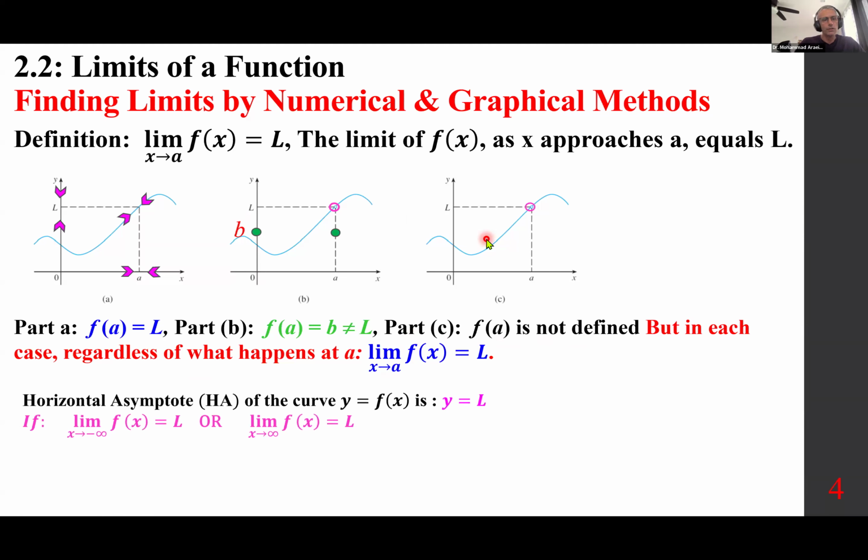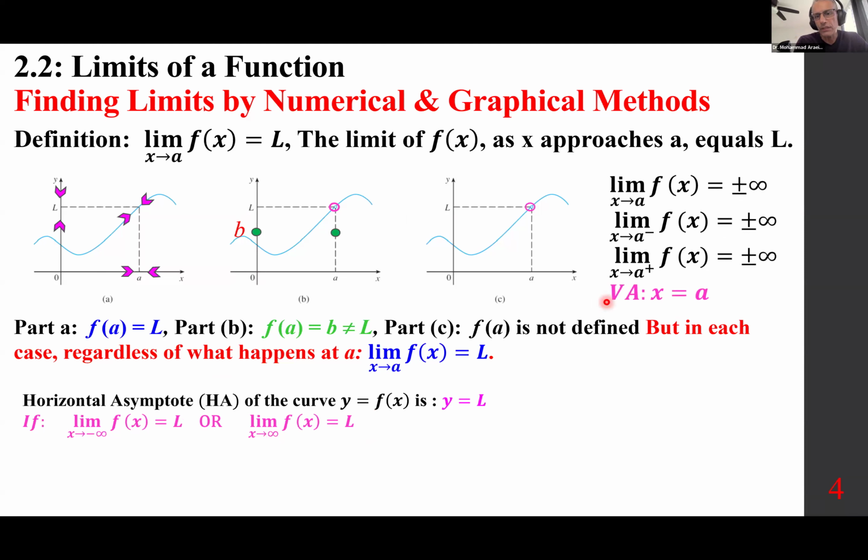Now, horizontal asymptotes, HA for short, have a specific definition in calculus. The horizontal asymptote of the curve y equals f of x is y equals L if the limit of f of x as x approaches negative infinity or positive infinity is L.